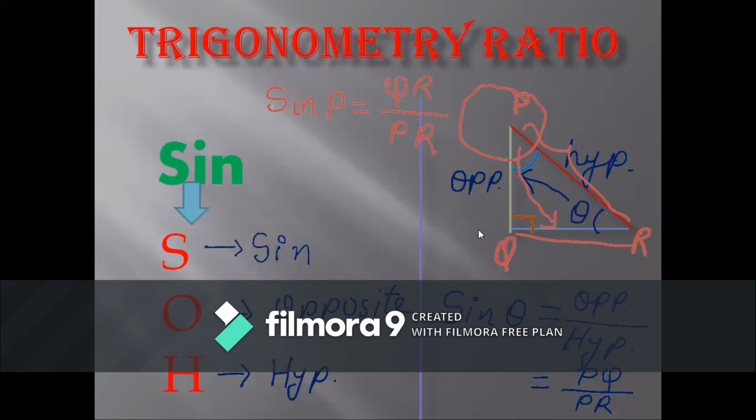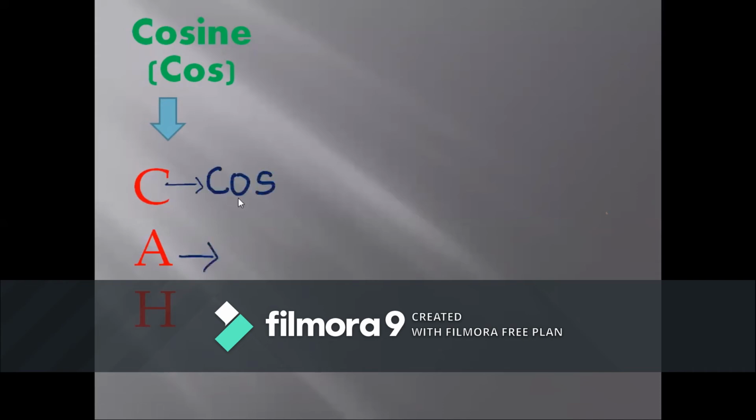Let's see the next ratio, that is cosine, which we write in short as cos. There is again a shortcut to learn it, that is CAH. C stands for cos, A stands for adjacent, and adjacent means the neighboring side, and H is the hypotenuse.